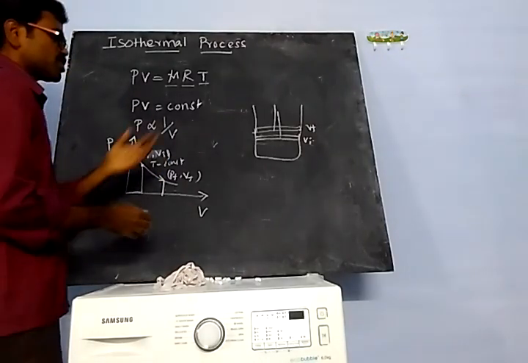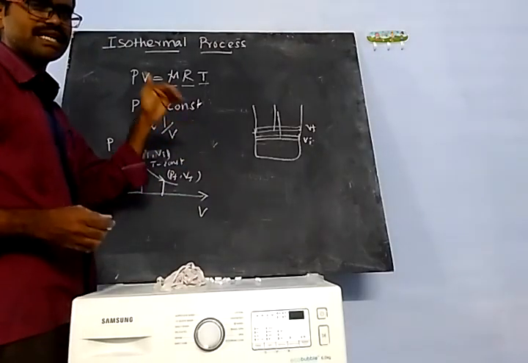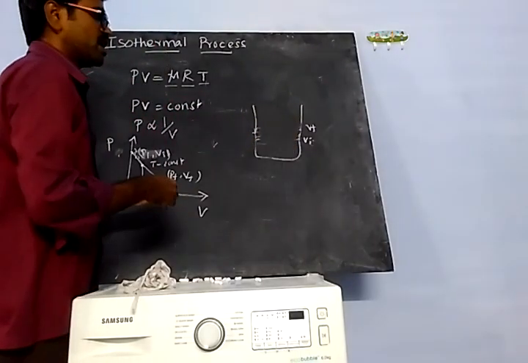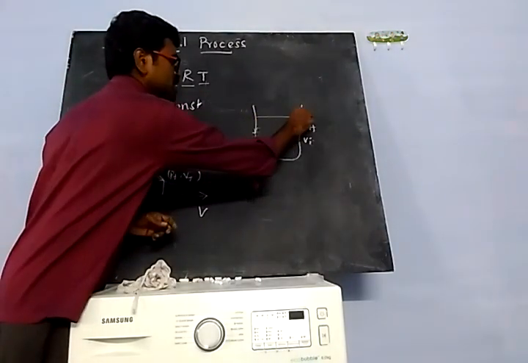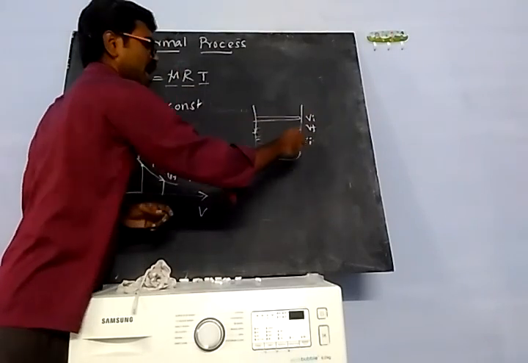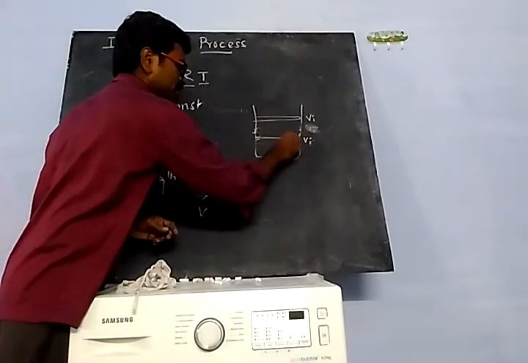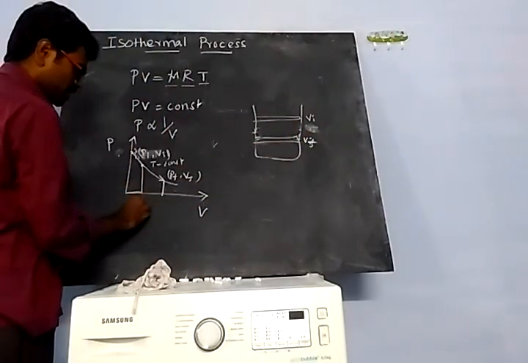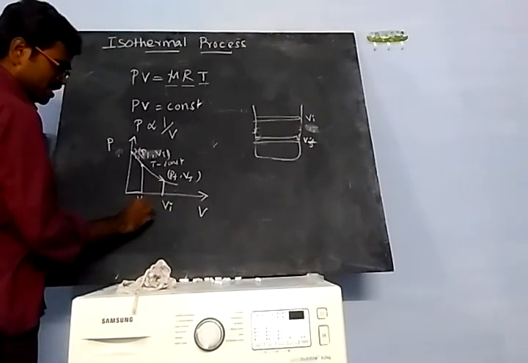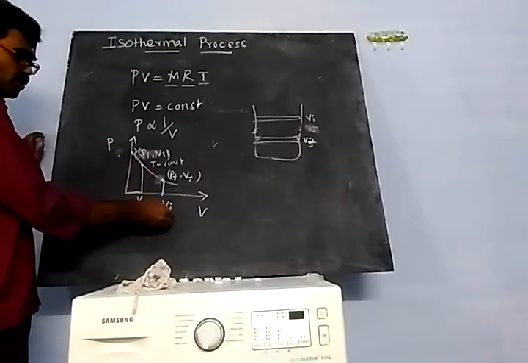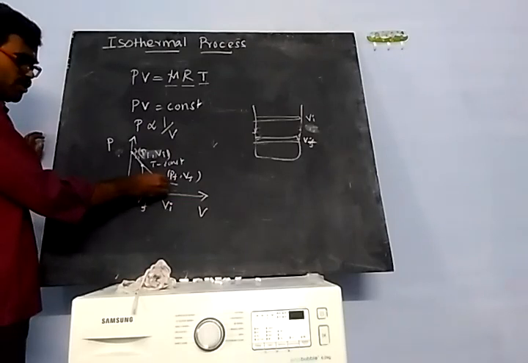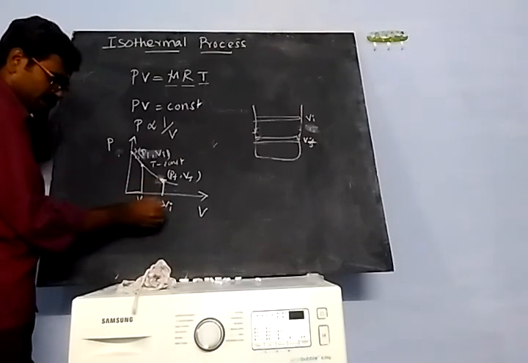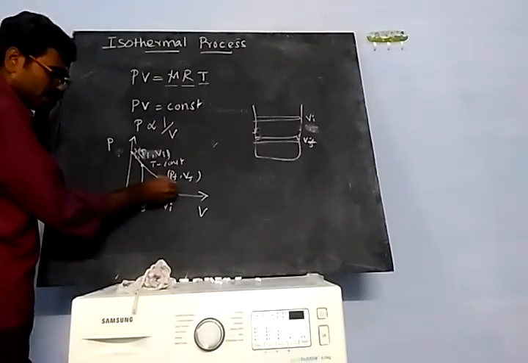Now suppose you take isothermal compression. Isothermal compression means you compress the piston. So this is the initial position VI, and you compress it to the final point VF. So this is VI and this will be VF. Now this is the volume, and you reduce that volume.